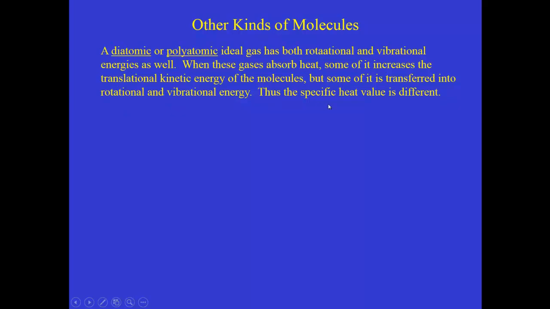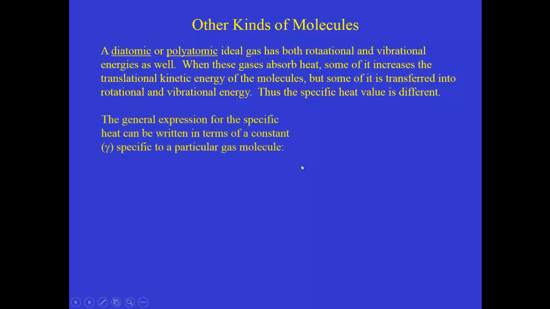And this means that the specific heat value for diatomic or more complicated polyatomic gases is different than it is for a monatomic system. And it turns out that we can write a general expression for the specific heat using a constant gamma that's specific to a particular kind of gas molecule. So the general way to write this down is C sub V is equal to R, the gas constant, over gamma minus 1.